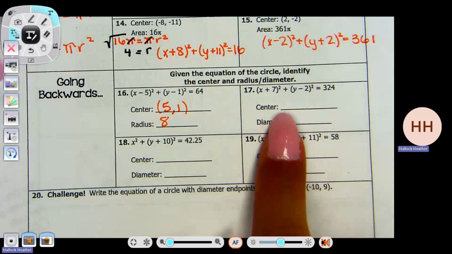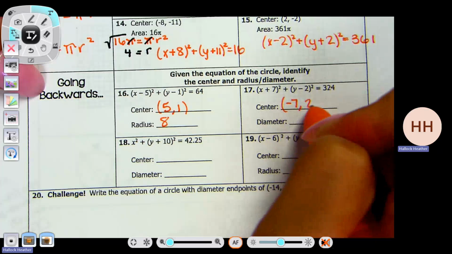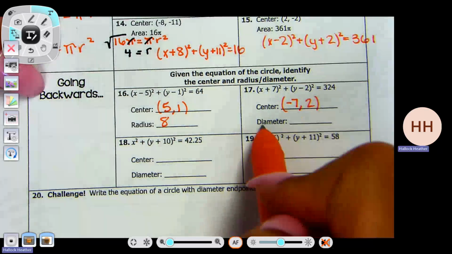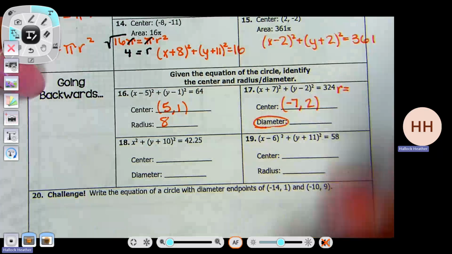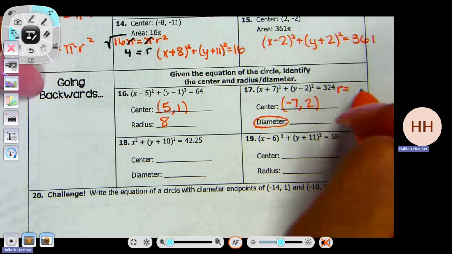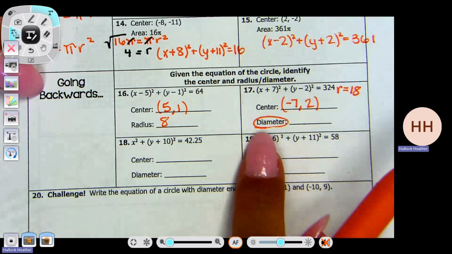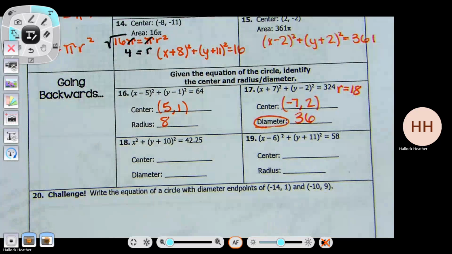Okay, so this one, what's my center for 17? Negative 7, 2. No. So my radius, if I square root this, what's my radius? 18. But I want the diameter. Multiply by 2, so you get 36. Okay, so try the next two.